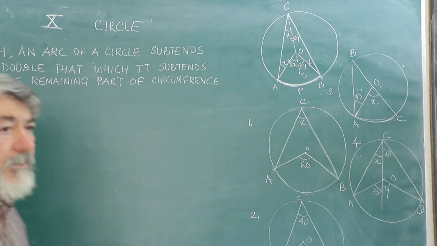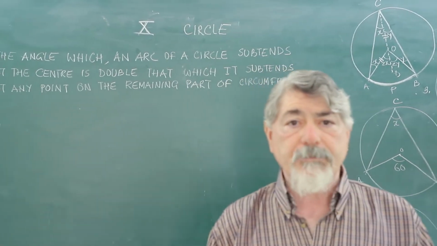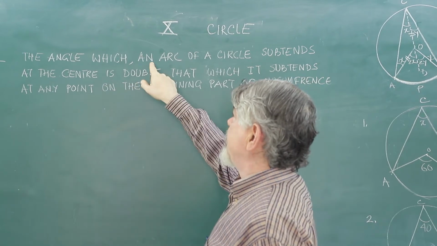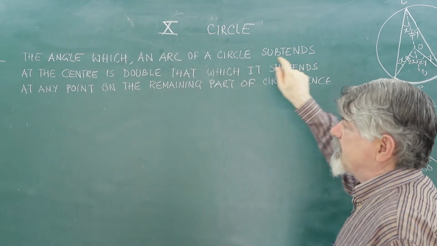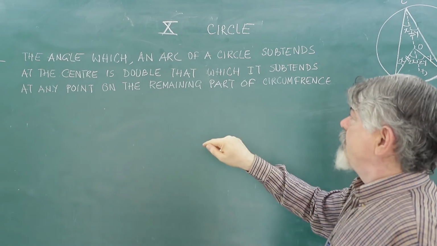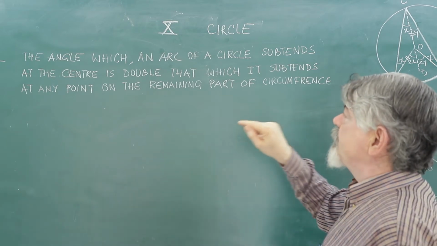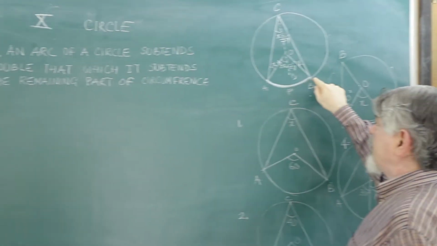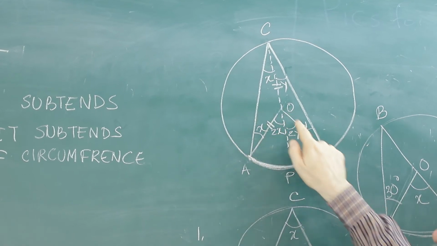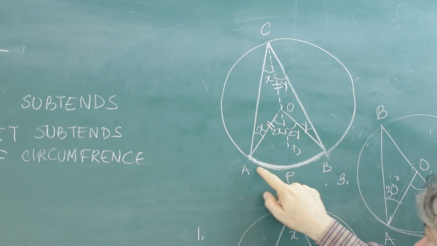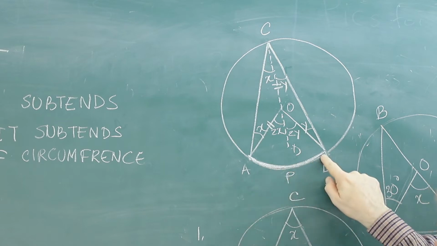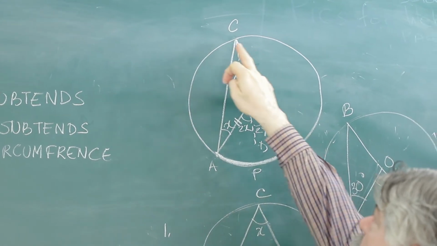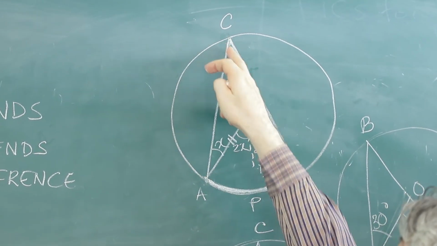Good morning, class 10th. Yesterday we did one theorem in circles, and the theorem was: the angle which an arc of a circle subtends at the center is double that which it subtends at any point on the remaining part of the circumference. APB was an arc which subtended an angle AOB at the center. Leave this part APB and pick up C anywhere on the remaining part of the circumference. So we picked up C and joined C to A and C to B.